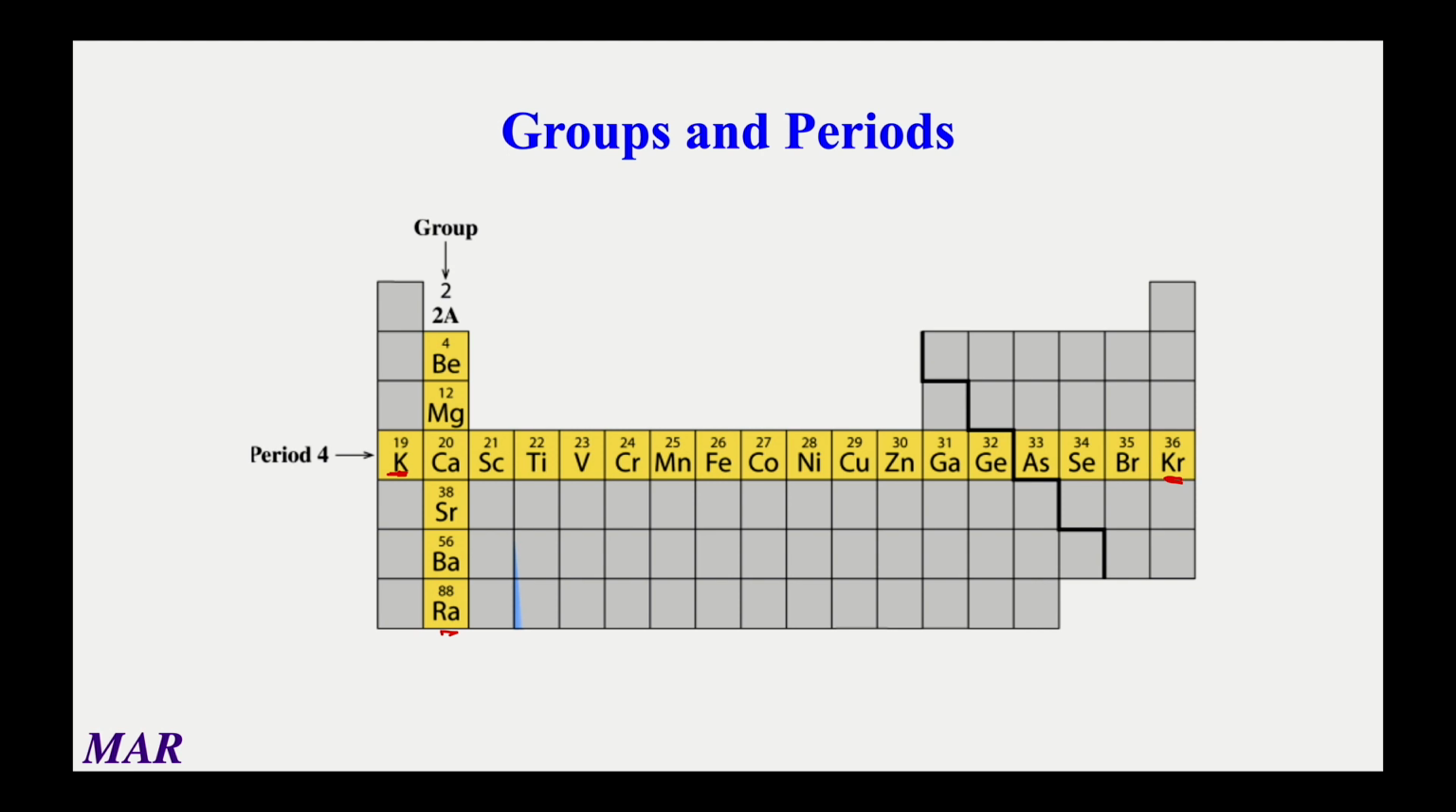Periods have uses too. It's a different kind of use, and we'll see that in a future lecture. But just realize groups go up and down, periods go left and right. The first period, by the way, number 1, has just hydrogen and helium in it. But when you get down to the later periods, especially the ones down here with the lanthanides and actinides, oh my, there's a lot of elements in the periods.